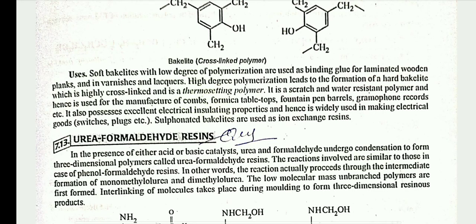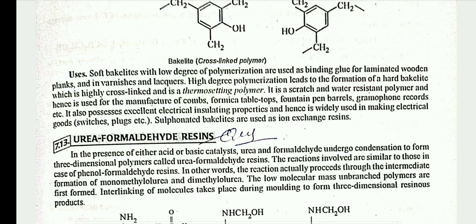Uses: soft bakelites with low degree of polymerization are used as binding glue for laminated wooden planks and in varnishes and lacquers. High degree of polymerization leads to formation of a hard bakelite, which is highly cross-linked and is a thermosetting polymer. It is a scratch and water resistant polymer and hence is used for the manufacture of combs, formica table tops, fountain pen barrels. Sulfonated bakelites are used as ion exchange resins.